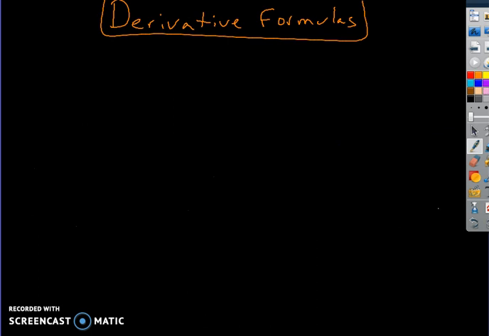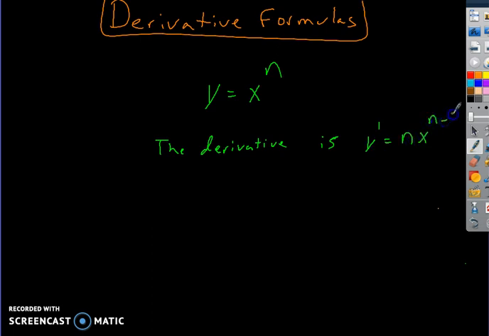So let's consider a different function. Let's consider y equals x to the n power, where n is some exponent. Find the derivative of this. The derivative is y prime equals n x raised to the n minus 1. Essentially, the power rule allows you to take the exponent that was here, multiply it in front, and then subtract 1 from the exponent. So again, this is called the power rule.